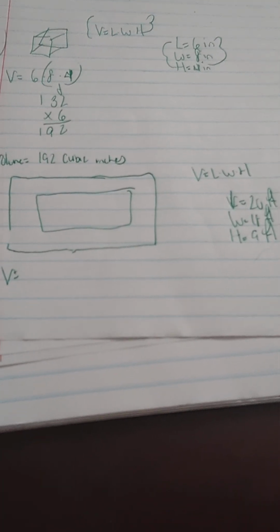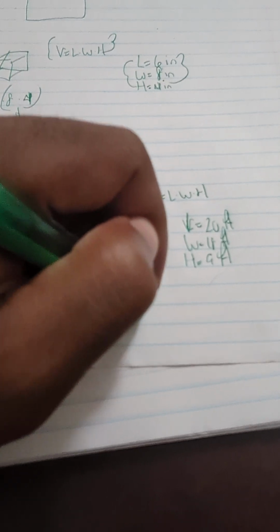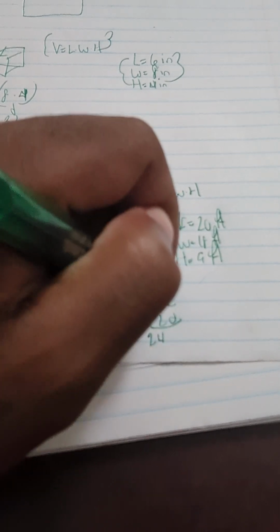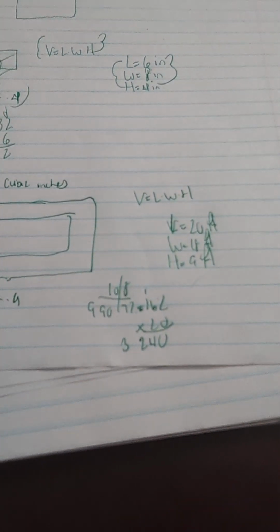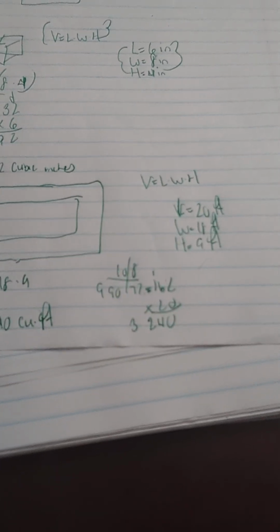So for example, let's say the length is 20 feet, the width is 18 feet, and the height is 9 feet, and we want to know what the volume of this thing is. Then we say, well, 20 times 18 times 9, right? 18 times 9 is 162, times 20 is 3,240. So we know that the volume is 3,240 cubic feet, okay?